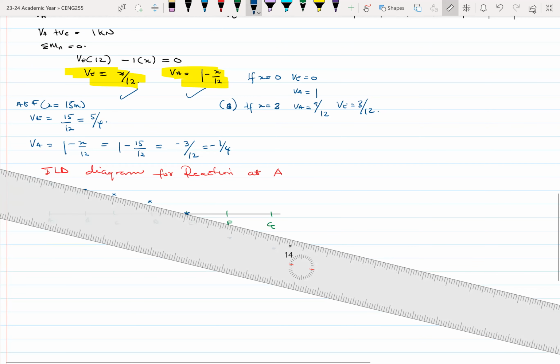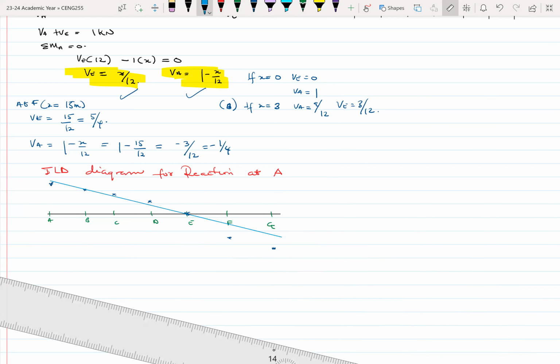So your ILD diagram will look like this. Don't worry about the points. I know they are a bit off, so I should be able to correct them. Let me put a point here, put a point here, put this point here, put this point there. Yeah. And it's best practice to write the values as well. Please take note.